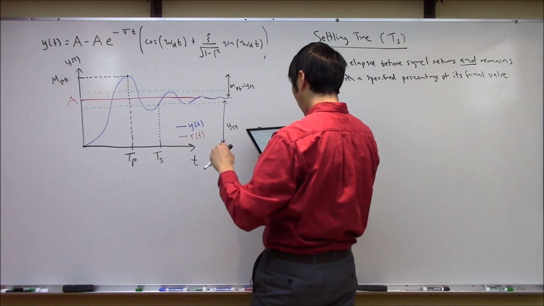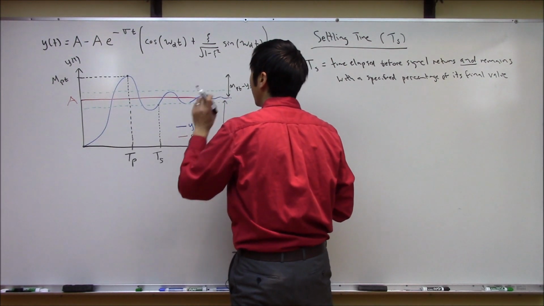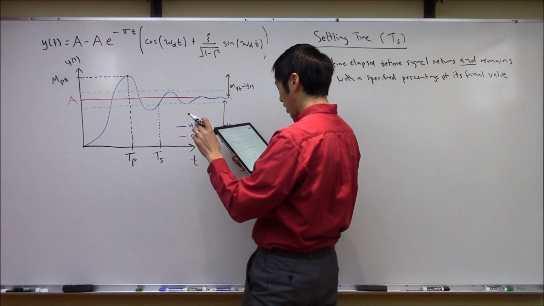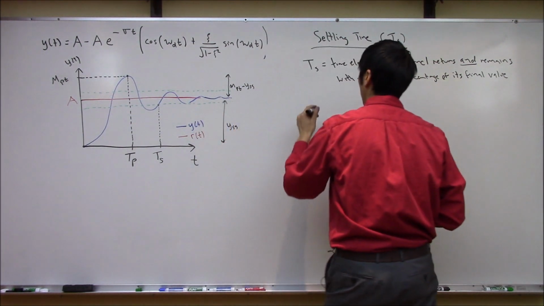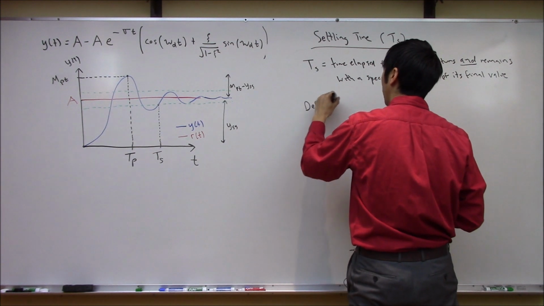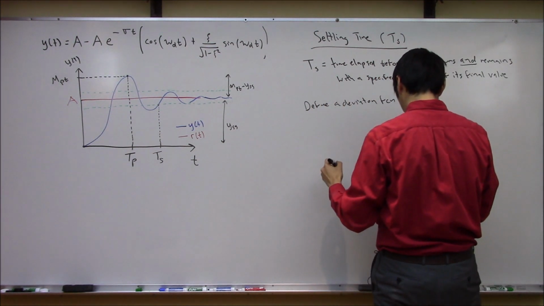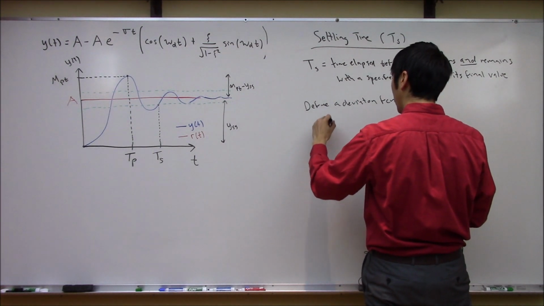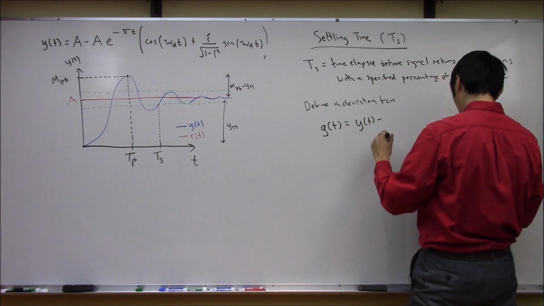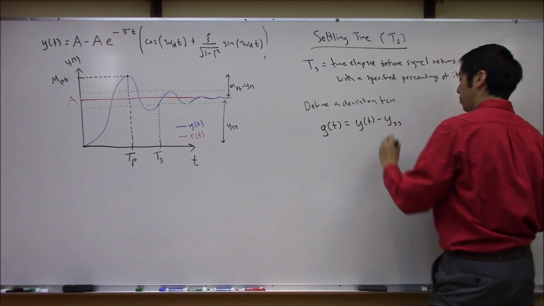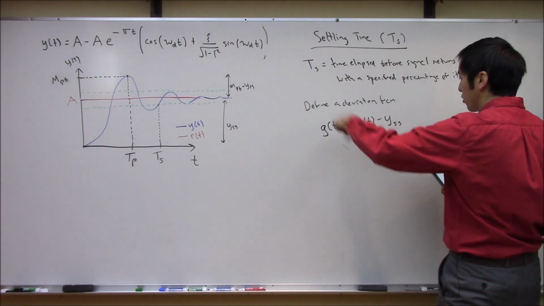All right, so the way we're going to get this, again, remember here's our expression for the blue line. Let's calculate the deviation the system has from its steady state value at any given time. So let's go ahead and define a deviation function. It's pretty simple to define. Let's say that the deviation function is called g of t, and this is just how much the signal is away from its steady state value.